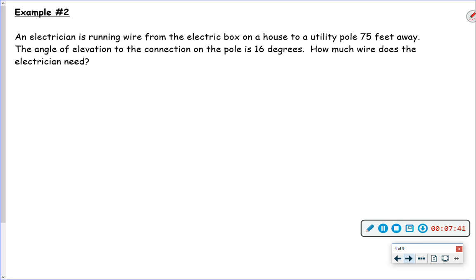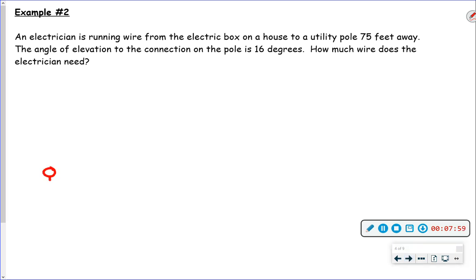An electrician's running a wire from the electric box in a house to a utility pole 75 feet away. The angle of elevation to the connection on the pole is 16 degrees. How much wire does the electrician need? Okay, angle of elevation is the angle made from your line of sight, of course, looking up.